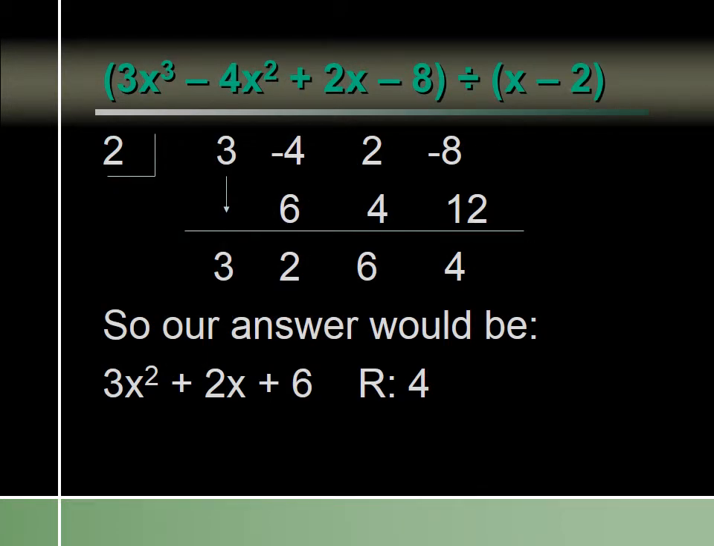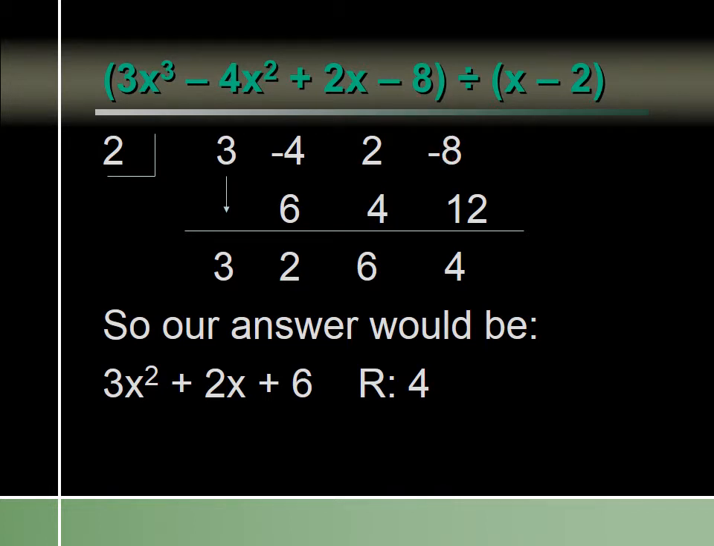Let's go ahead and look at one. Let's say we have 3x cubed minus 4x squared plus 2x minus 8 divided by x minus 2. So first thing, change the sign. All right, so this is going to be 2. It's our a value. A value is 2. Okay, you write your terms in order. So we have a 3 for x cubed, so that goes there. We have a negative 4 in front of x squared, so negative 4 comes next. We have a 2 in front of x, so 2 comes next. And then we have negative 8 as our constant.